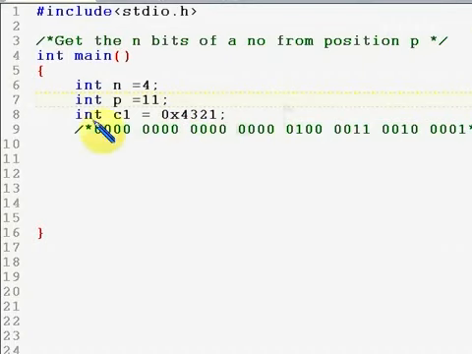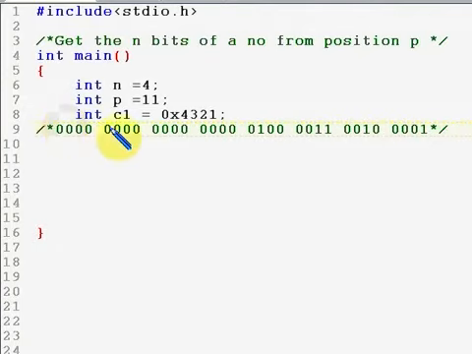0x4321, this is the binary representation of it. Let's say I want from position 3, this is position 3 because this is position 0. I want from position 3, 4 bits. I want this. Or I want from position 11, that is this, 4 bits, these. So I put P equal to 11 and N equal to 4. So this is the question we're going to answer.